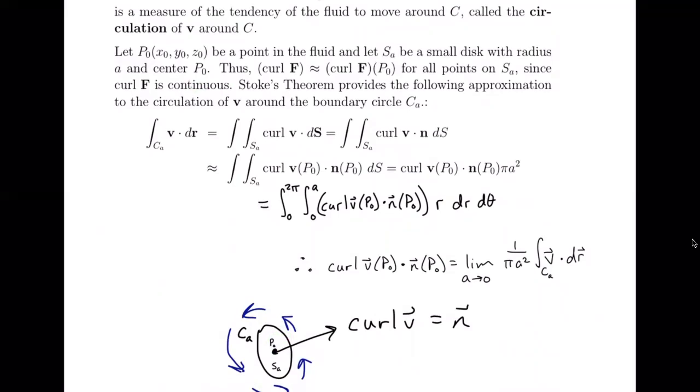So using Stokes' theorem and a quick little approximation for the circulation integral of V around the boundary circle C, we have the following. This is the moment here where we use Stokes' theorem. We go from the circulation around the curve C sub A, which is the boundary of the disk. Everything's oriented in a clockwise direction.